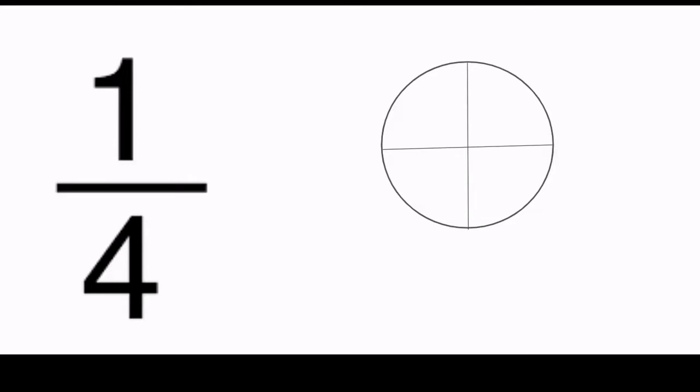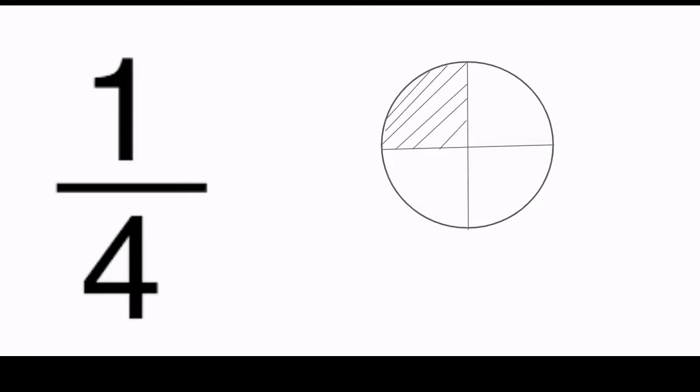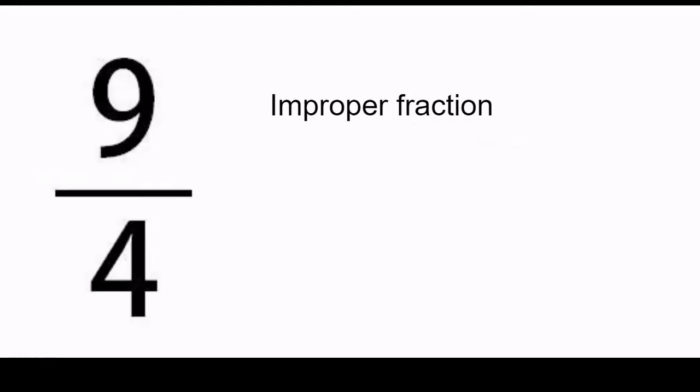Now how would we represent this number 1 over 4? Let's just say we have a circle. Now this circle will be divided into 4 total parts, since the denominator tells us how many total parts we have, and then the numerator tells us how many parts out of the total parts we have. So since we have 4 total parts, we have 1 of the 4. So this right here is 1 over 4 of a circle.